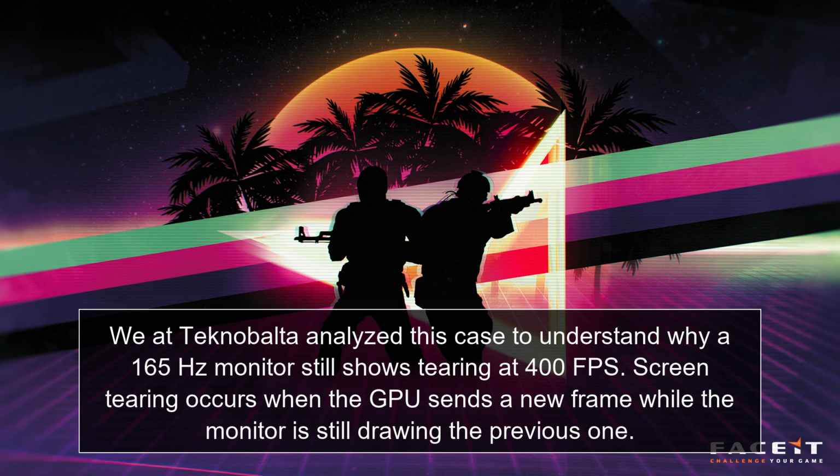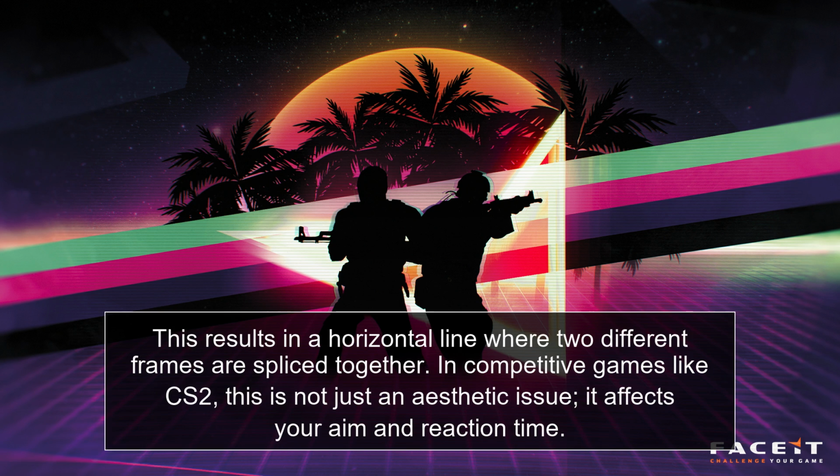Screen tearing occurs when the GPU sends a new frame while the monitor is still drawing the previous one. This results in a horizontal line where two different frames are spliced together. In competitive games like CS2, this is not just an aesthetic issue, it affects your aim and reaction time.